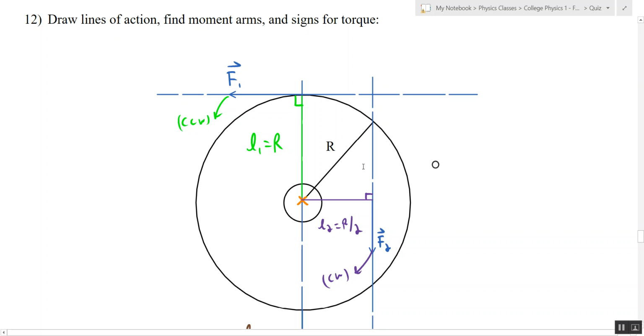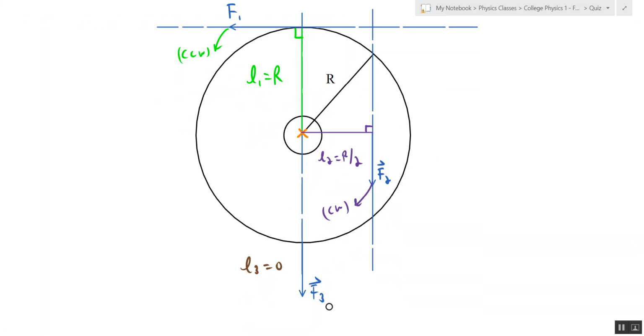The second force has its line of action here. The moment arm is from the axis to the line of action here. So L2 is half the radius, because that's what I told you. And this force makes it rotate clockwise, so it's negative. It's minus F2 times L2, or minus F2R over 2. And for F3, the line of action goes right through the axis, so the moment arm is 0, so the torque created by force 3 is 0. So it's just F1 and F2 which contribute.